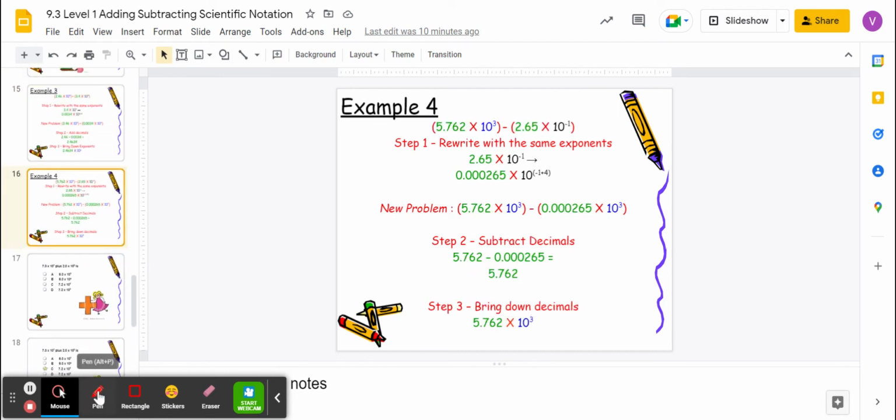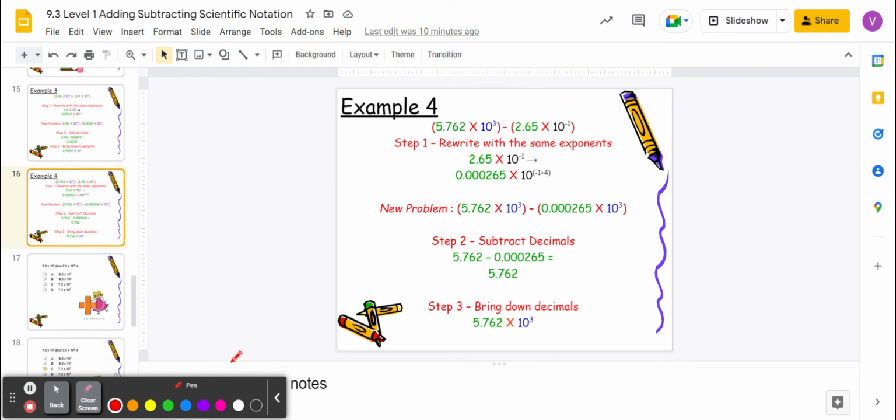Okay, let's look at example number 4. One of the exponents is 10 to the 3rd, and the other is 10 to the negative 1. I'm going to make sure that they're both 10 to the 3rd, so I'm going to change this 10 to the negative 1. If I make it 10 to the 3rd, I'm adding 4 decimal places. So I'm making this bigger by 4 decimal places. I need to make this smaller by 4 decimal places, which is 0.000265.